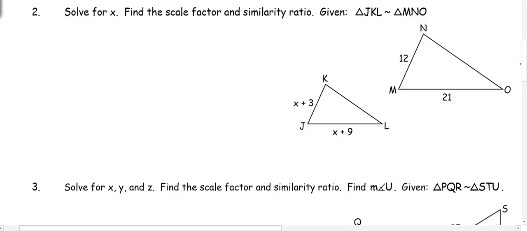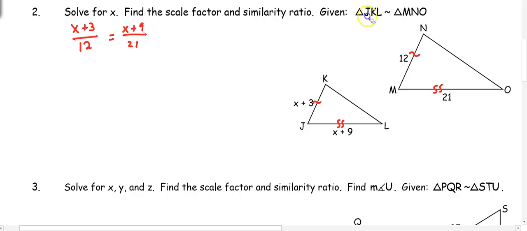Number 2, solve for x, find the scale factor and the similarity ratio, given that triangle JKL is similar to triangle MNO. So JK is the first two letters of the name. It is similar to the side MN. So we would have x plus 3 over 12. And then JL are the first and last letter, so they're similar to the side MO. So that would be the other part of our proportion. So we're going to set that equal to x plus 9 over 21.